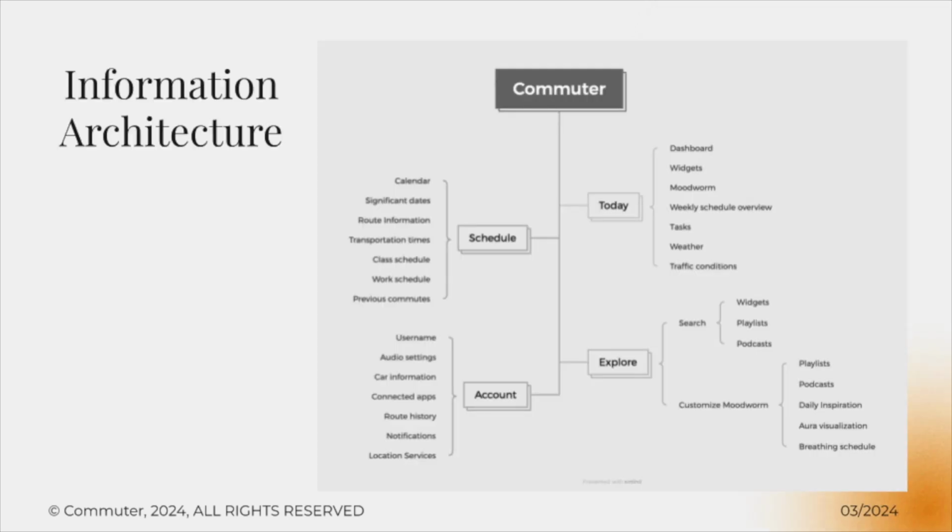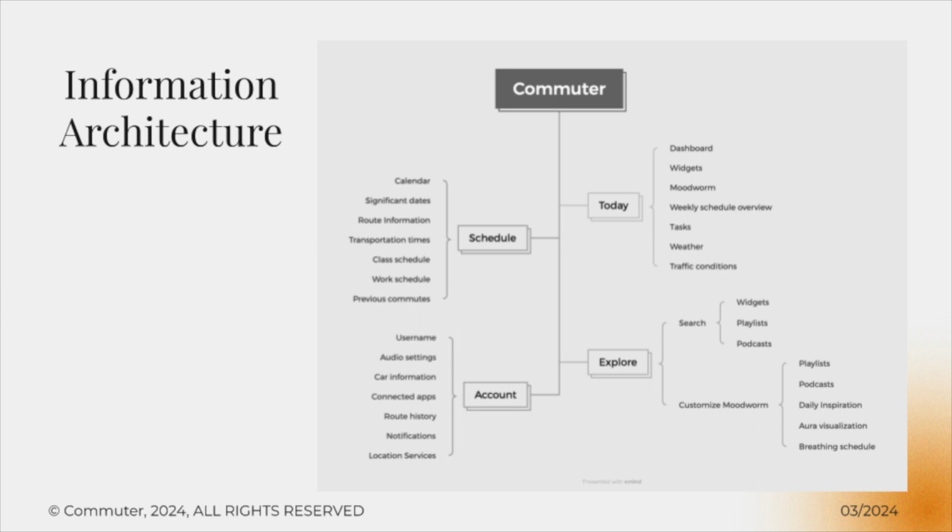This slide contains our diagram for our information architecture. On the Commuter app, there will be 4 tabs. The first tab, Schedule, will contain the user's calendars, significant dates, route information, transportation times, class and work schedule, as well as their previous commutes. The Account tab will be able to allow users to edit their username, their audio settings, their car information, connected apps, route history, notifications, and location services.